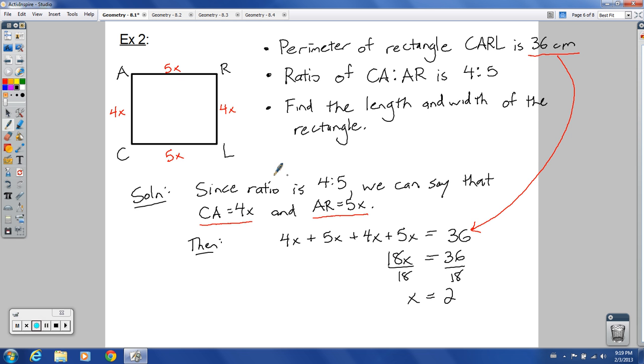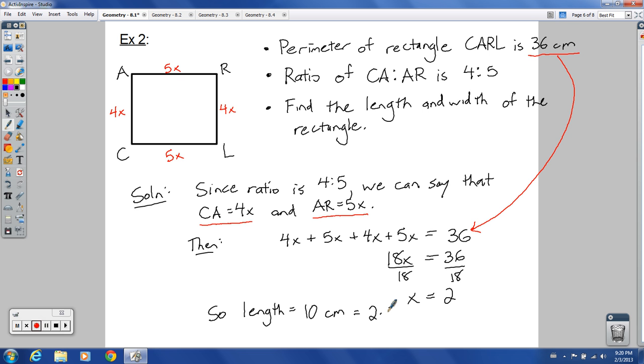And so that doesn't tell you what your length and width are yet, but we're real close now. So we know that x equals 2. So the length is going to be 2 times 5, and the width is going to be 2 times 4. So we're going to have 10, and it says it is in centimeters, so we want to include that too. So this is 10 centimeters.